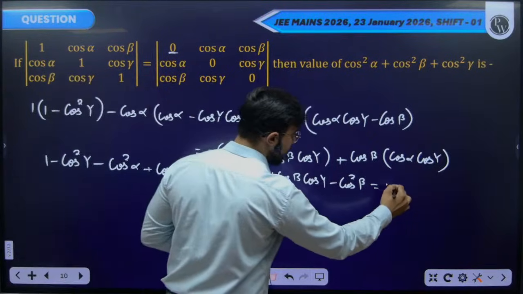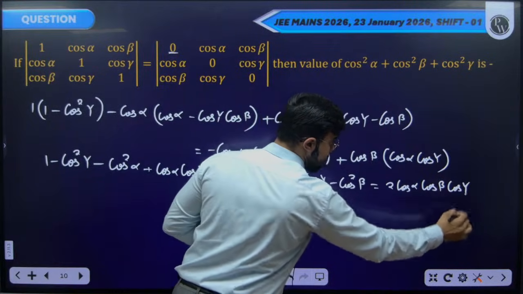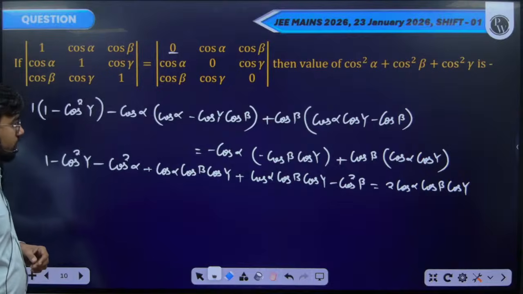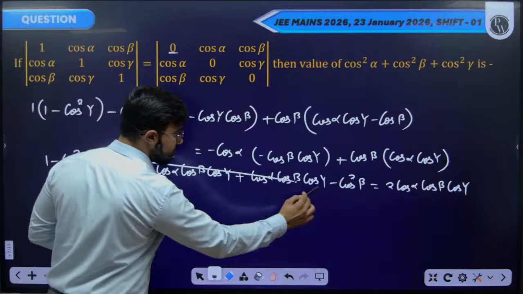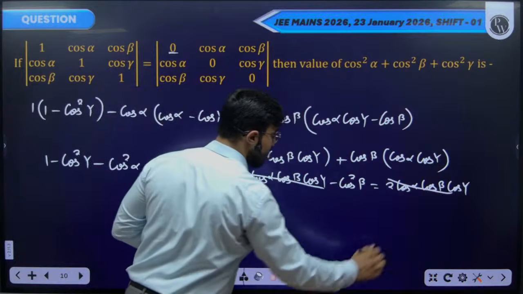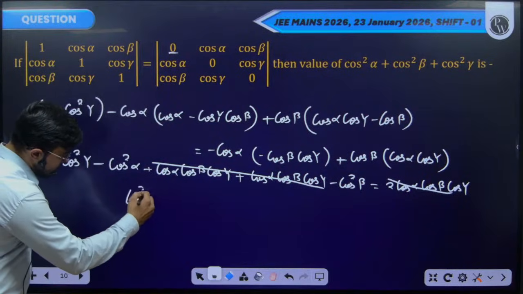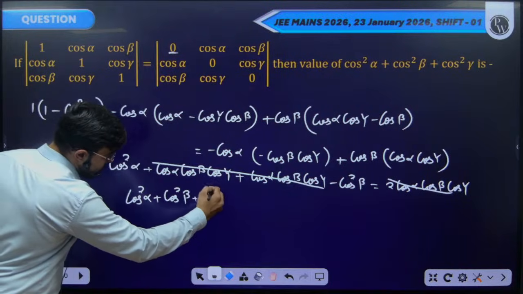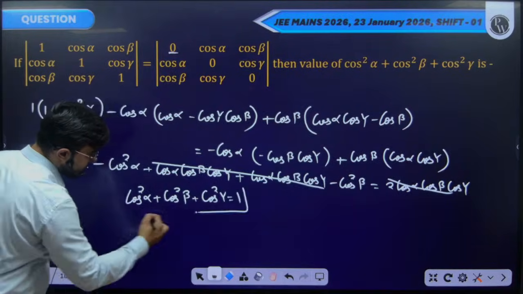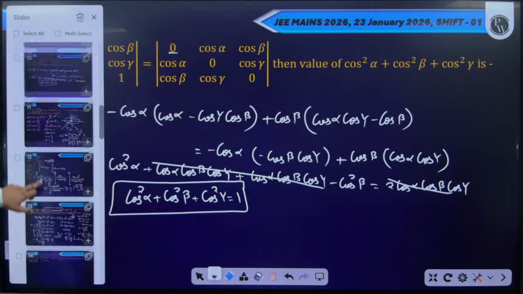So you can add, this is 2 times cos alpha cos beta cos gamma. Now you can see this is cos alpha cos beta cos gamma, cos alpha cos beta cos gamma. So 2 cos alpha cos beta cos gamma gets cancelled with this term. Now take these 3 negative terms to that side. So you will get cos square alpha plus cos square beta plus cos square gamma equals 1. This is a very easy question, but a little bit calculative. Let's see one more question.